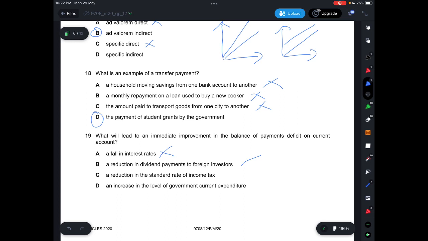C, it says a reduction in the standard rate of income taxes will result in higher expenditure because of higher aggregate demand. And D, an increase in the level of government current expenditure, which could result in more outflow of money because the items that the government may purchase would probably be from overseas. So the answer is B, because here it also stated immediate improvement. The fastest way to reduce your balance of payments deficit would be a reduction in dividend payments, because by cutting off the dividend payments, you are stopping outflow of money to other countries immediately.